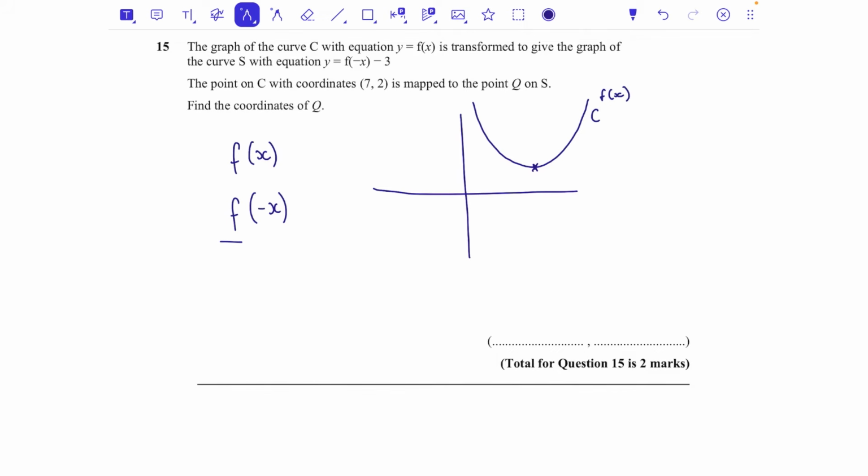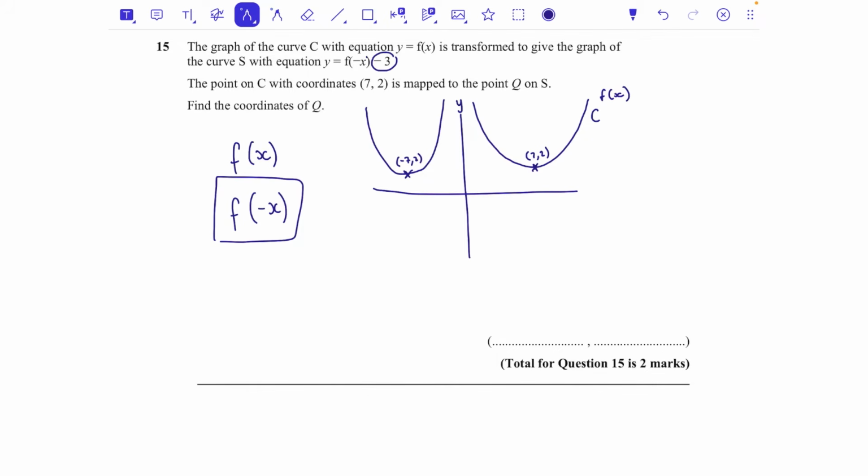Now, if we want f of minus x, that's a reflection. Anything inside the bracket always affects the x-axis. So this is actually reflecting across the y-axis over here. So a reflection like that is going to take our coordinate 7, 2, and instead of it being 7, 2, it's now going to be minus 7, 2. It's going to make that x negative, which makes sense. So we've now got that point there.